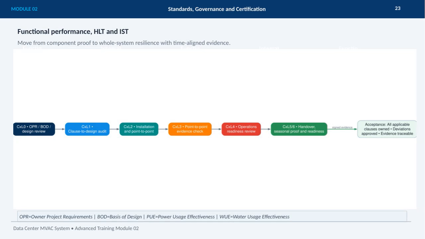In this module, we're focusing on the journey from verifying individual components to demonstrating whole system resilience using time-aligned evidence. We start with functional performance through heat load testing, which includes thorough audits like clause-to-design reviews, drawing-to-field walkdowns, and point-to-point evidence checks to ensure everything meets certification standards.